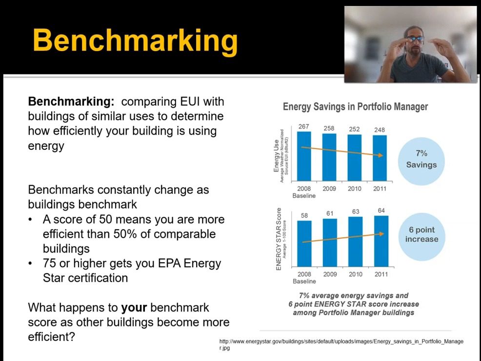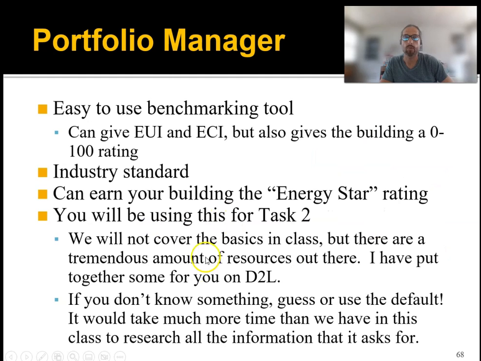So this is all relative, right? If everyone else got more efficient, that's actually going to drop my score. If I was more efficient than 75% of buildings, and then on average everyone else gets more efficient, my score is going to drop. So this is iterative and relative, and it motivates you to keep improving your energy efficiency as everybody else does. Okay, so that's how Portfolio Manager works, and you are going to use this for task 2. This is an industry standard.